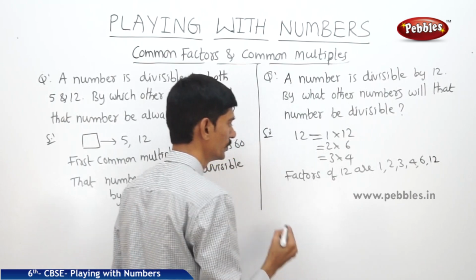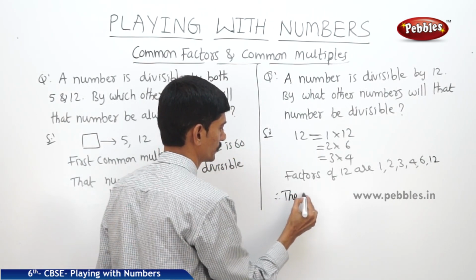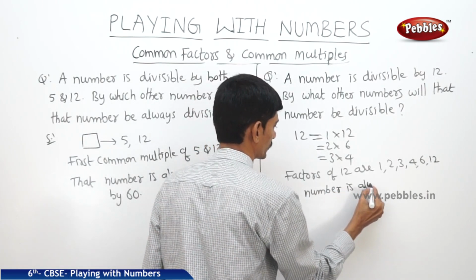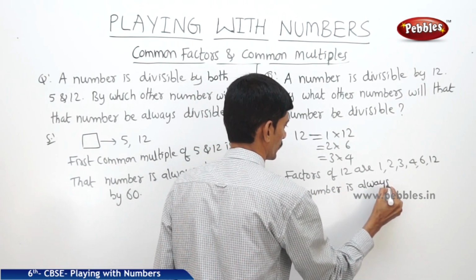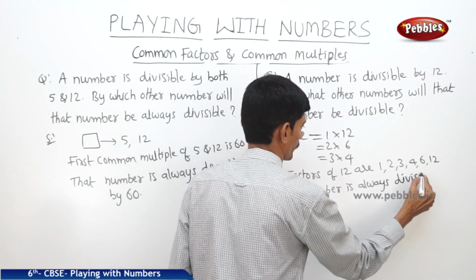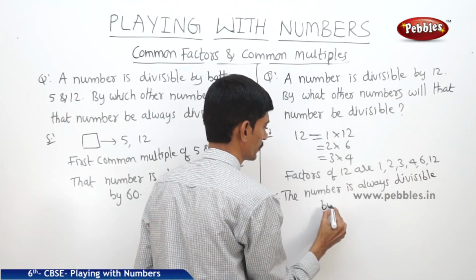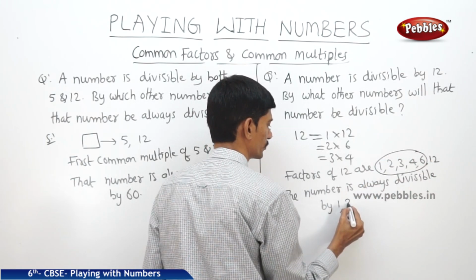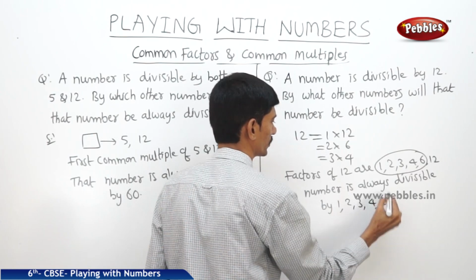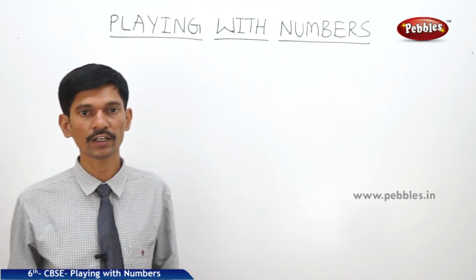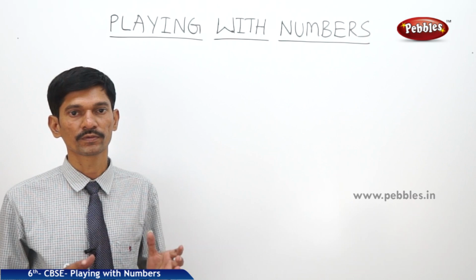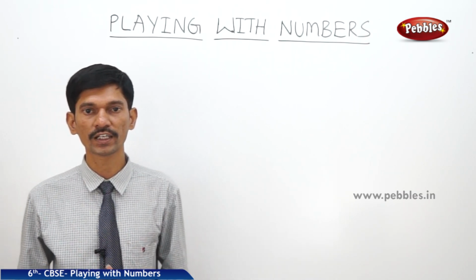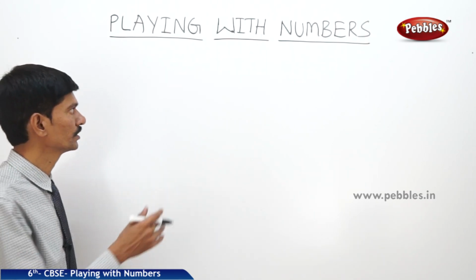So therefore the number is always divisible by the factors of 12 other than 12. So 1, 2, 3, 4 and 6. Now so far we have learnt the common multiples and the common factors of the given numbers. Now let us see some more divisibility rules.